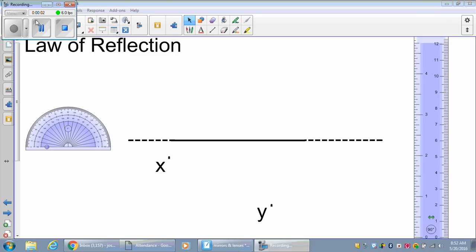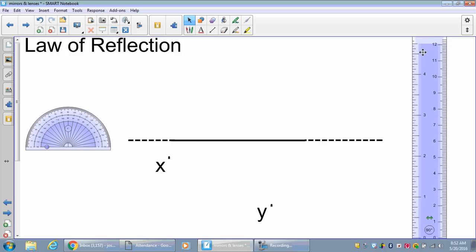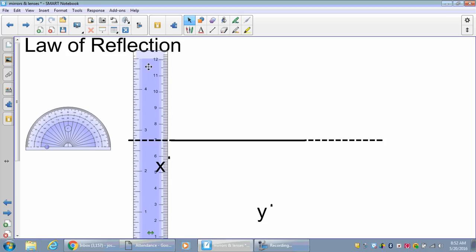Alright guys, let's take some time to reflect on everything we've done this year, and let's do the law of reflection. Okay, so right here I have a solid line. This is going to represent a mirror, but I went ahead and extended these lines out as an axis of reflection. To reflect some points, you're going to use a ruler. You're going to use the law of reflection to make sure that you are reflecting things.